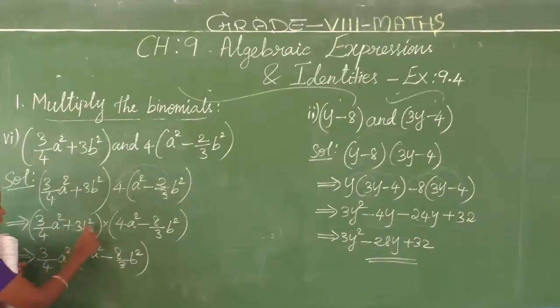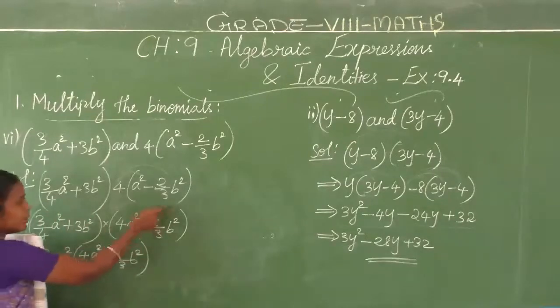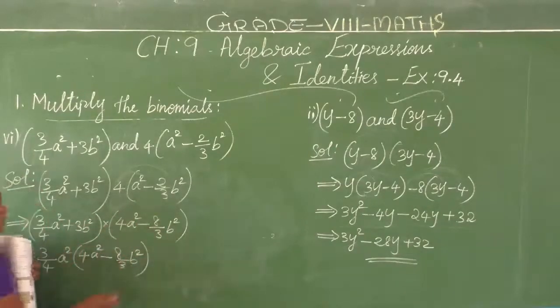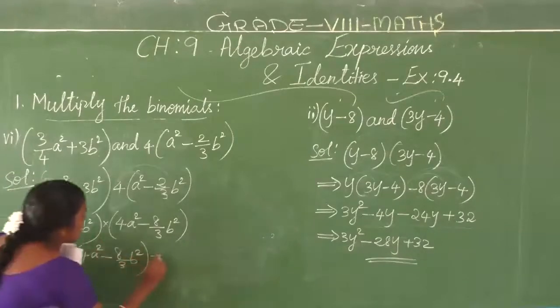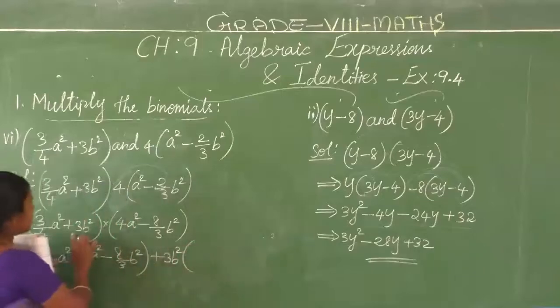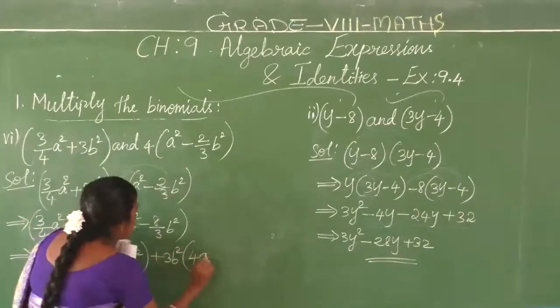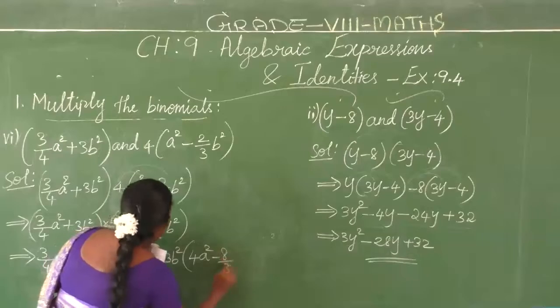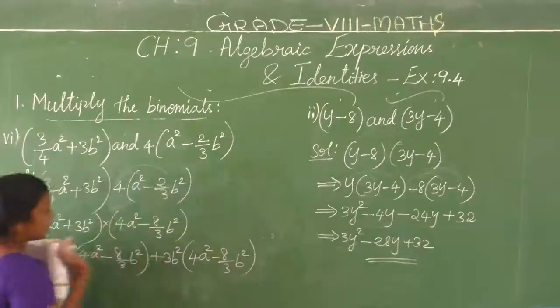Again, which part to be taken? The second term of the first binomial multiplied by the second binomial. So plus 3b square into 4a square minus 8/3 b square. Clear, children? What I did up to this?